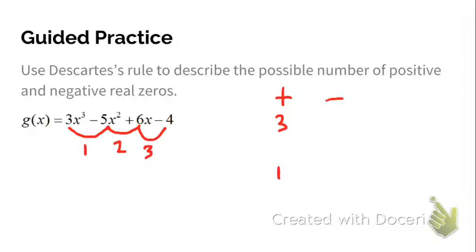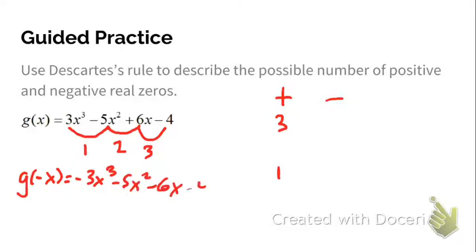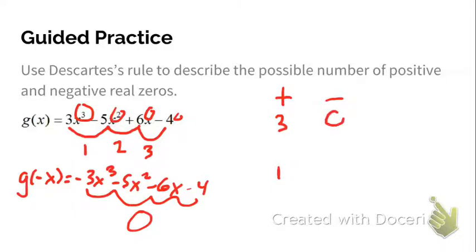Alright, so now let's look at g of negative x. That gives us negative 3x cubed minus 5x squared minus 6x minus 4. So that's no sign changes. All the odd degree terms will change signs when you plug in negative x, and the even ones will not. So that's 0 sign changes. So there cannot be any negative real zeros.